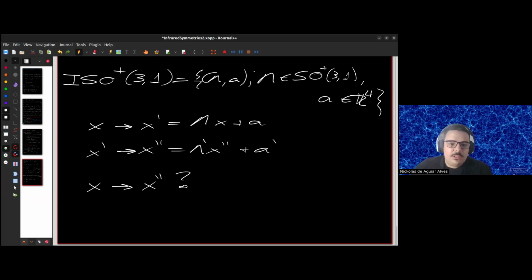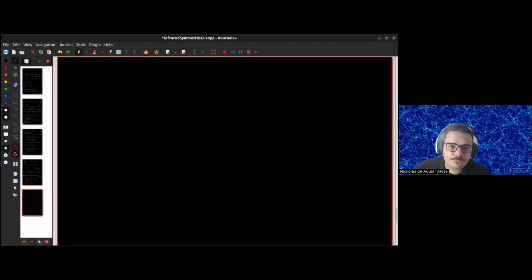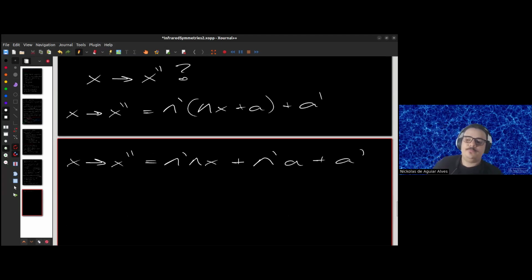We can do this by simply substituting this equation into the following equation. So what we get is that x goes to x double prime equals lambda prime times lambda x plus A, plus A prime. So we can now just compute this expression and find that x goes to x double prime equals lambda prime lambda x plus lambda prime A plus A prime.